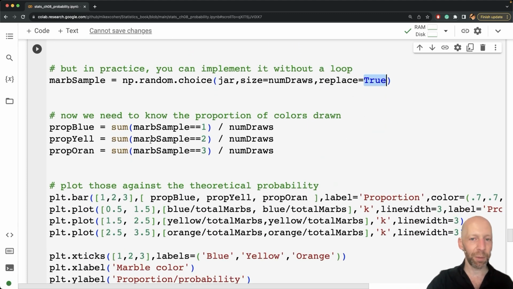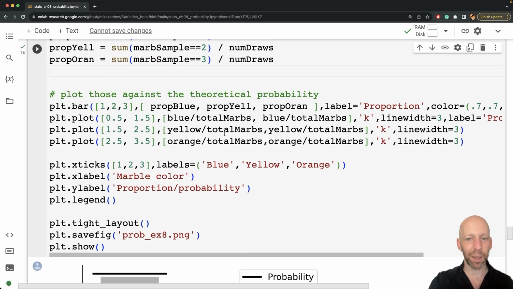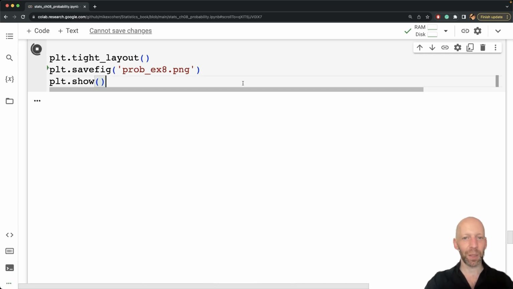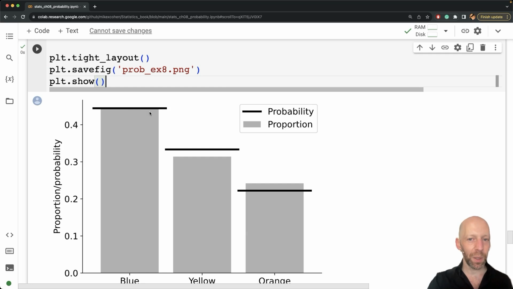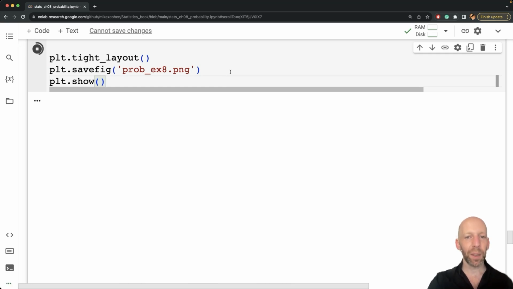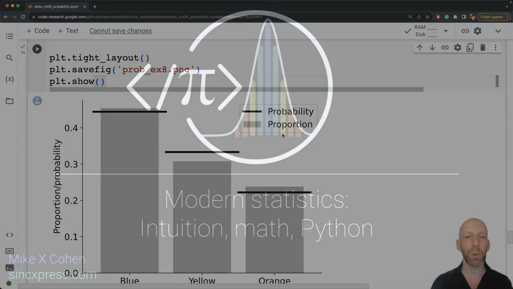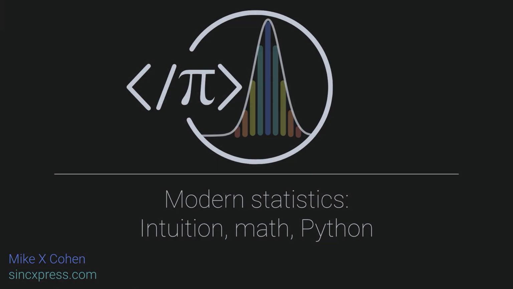Okay, the rest of this is pretty straightforward. Here I'm summing up the number of times that the marble equaled 1 versus 2 versus 3, divided by the total number of draws. Okay, and then just some plotting here. Okay, so now we see that it looks reasonably close. Some mismatch. We can rerun this multiple times. You'll see sometimes it looks closer, sometimes it's a little bit further away. So there is some randomness involved in computing empirical proportions or empirical probabilities. That is a concept that we will explore in the next exercise.